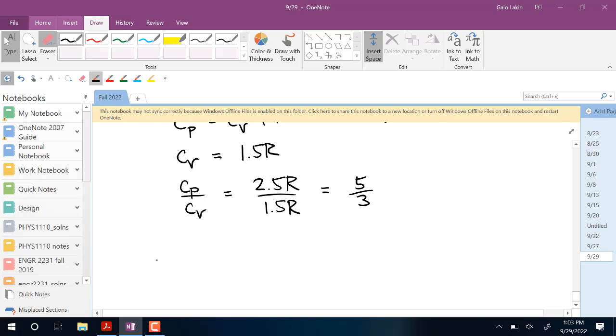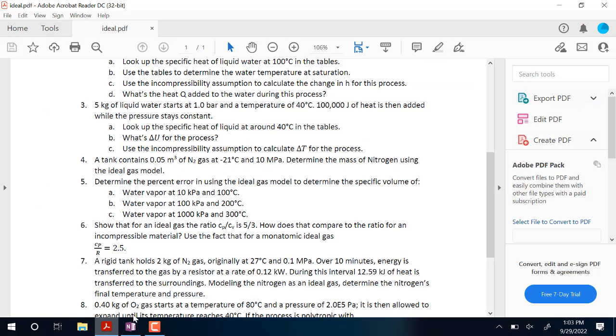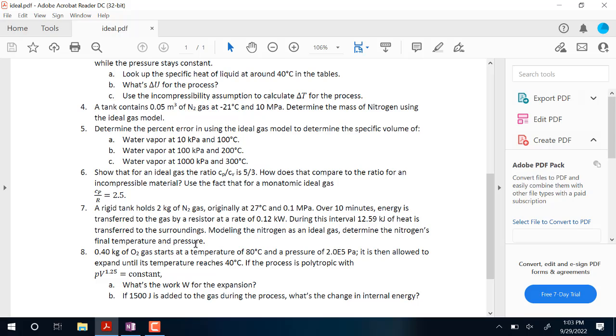Okay, the next two are more interesting, I think. So 7 and 8, we're not going to get to both of these today probably, but so 7. We have nitrogen gas in a rigid tank. So gas in a tank, no matter what happens, as long as it stays gas, the volume doesn't change.